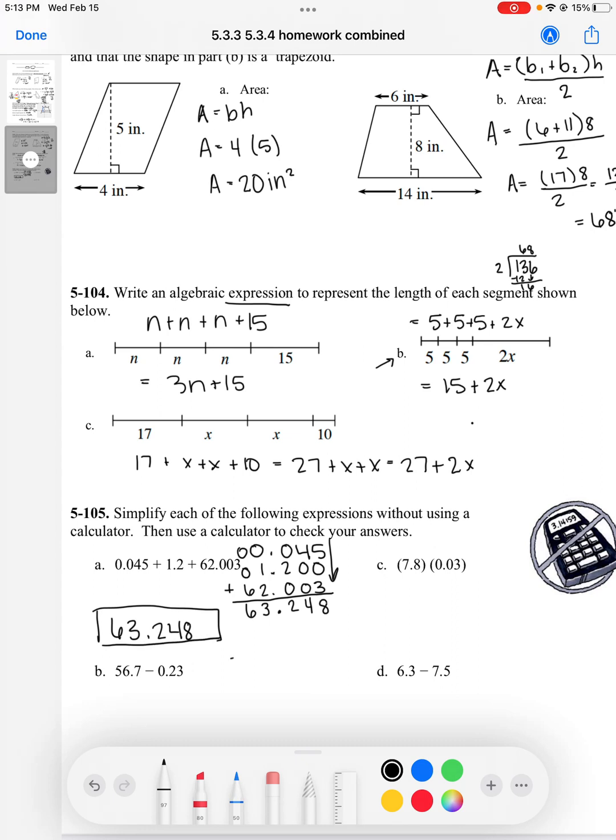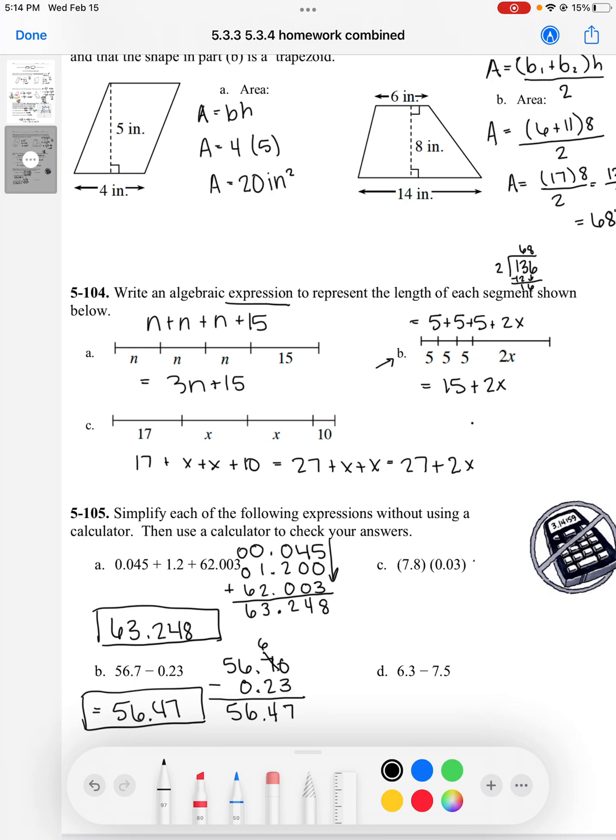Part B, I'm subtracting 56 and 7/10 minus 0 and 23 hundredths. I have to borrow a tenth from my tenths place. 10 minus 3 is 7. 6 minus 2 is 4. 6 minus 0 and 5 minus 0. It equals 56 and 47 hundredths.